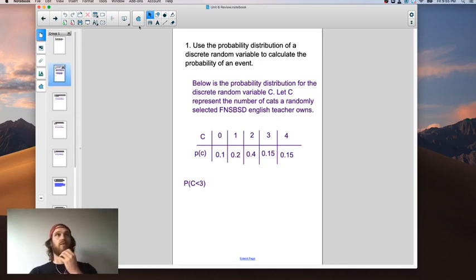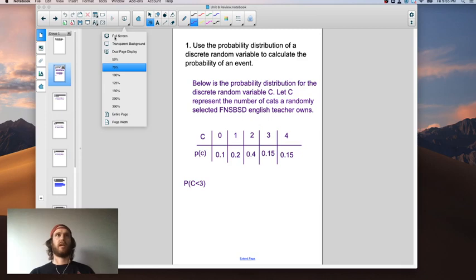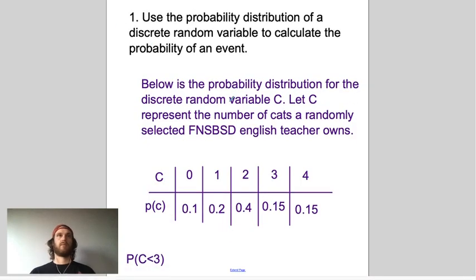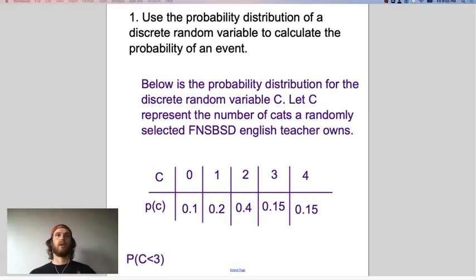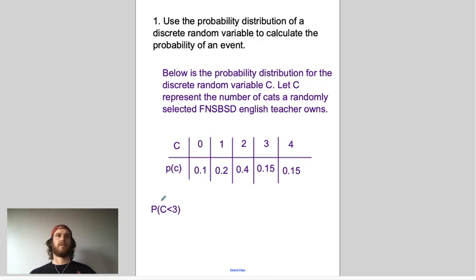Learning target 1. Use the probability distribution of a discrete random variable to calculate the probability of an event. Below is a probability distribution for a discrete random variable C. Let C represent the number of cats a randomly selected Fairbanks North Star Borough English teacher owns. Your options are C equals 0, 1, 2, 3, 4, and so 4 would be the maximum. Our event is that one randomly selected teacher owns less than 3 cats.